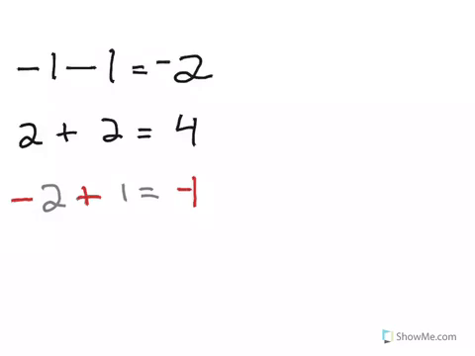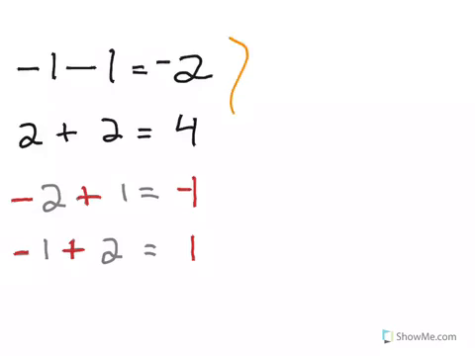Now imagine I had -1 plus 2. Now signs are different. Again, I have a negative and a positive, so I'm going to subtract. That gives me 1. Now the sign of the largest number is positive, therefore it's a +1.